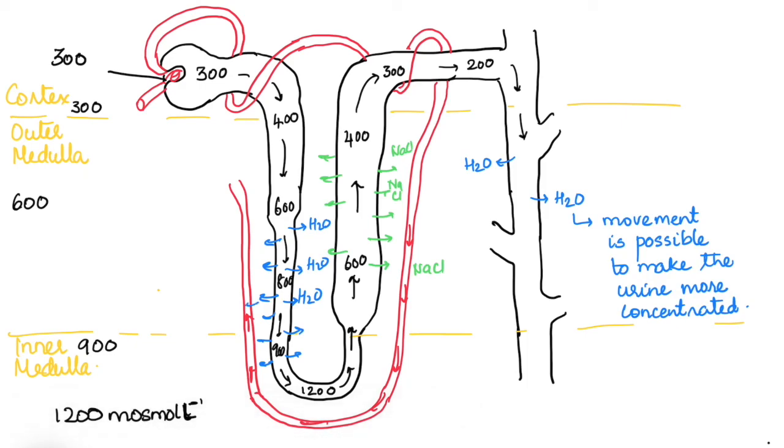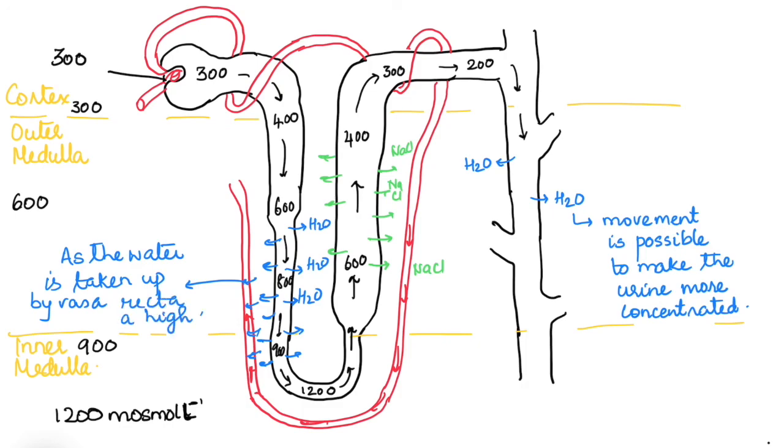So all this functionality depends on the fact that the medullary region of the kidneys maintains a high concentration of solutes. So as water is taken up by the vasa recta, as soon as it comes out from the descending limb, it leads to a higher concentration in the medulla that allows a hypertonic urine to be released.